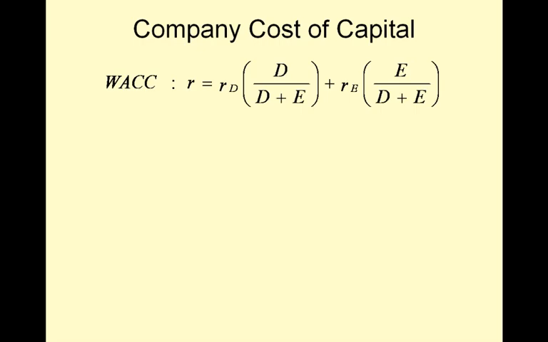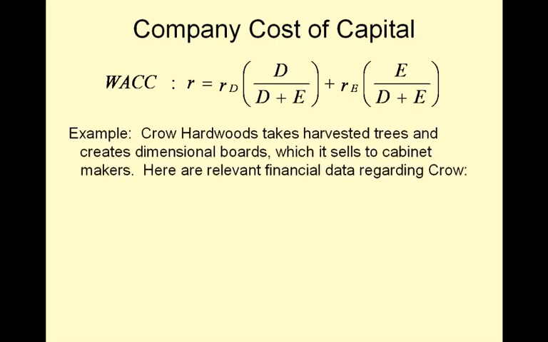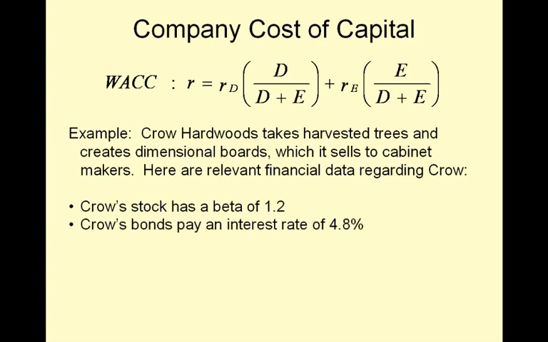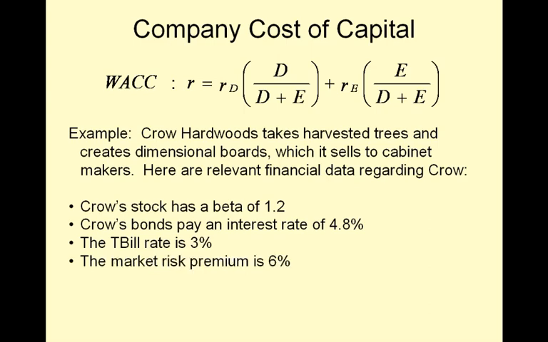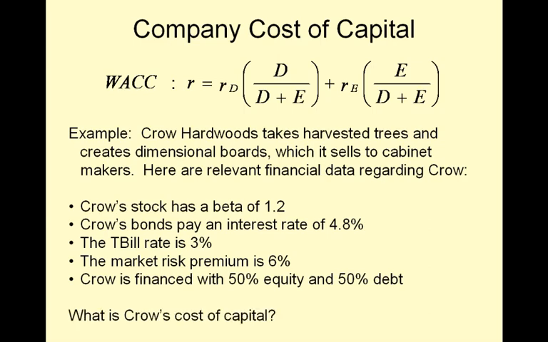Let's return to our formula for the company cost of capital, which is given by the weighted average cost of capital equation. Let's use the example of Crow Hardwoods, which is a firm that takes harvested trees and creates dimensional boards, which it sells to cabinet makers. Here are the relevant financial data regarding Crow. Crow's stock has a beta of 1.2. Crow's bonds pay an interest rate of 4.8%. The current Treasury bill rate is 3%, and the current market risk premium is 6%. Crow is financed with 50% equity and 50% debt. So what is Crow's cost of capital?